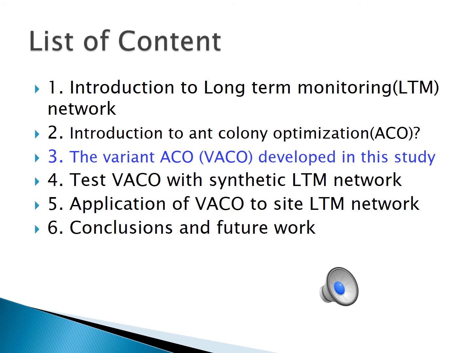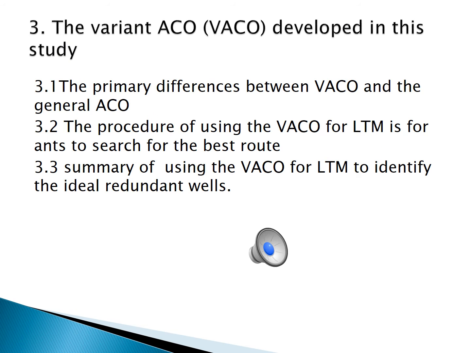Now we will delve into section 3 of this dissertation, the variant ACO developed in this study. The presentation of the variant ACO developed in this study will be divided into 3 sections. The first section covers the primary differences between the variant ACO and the general ACO. The second is the procedure of using the variant ACO for LTM, in which ants search for the best route. And the third topic is a summary of using the variant ACO for LTM to identify the ideal redundant wells.